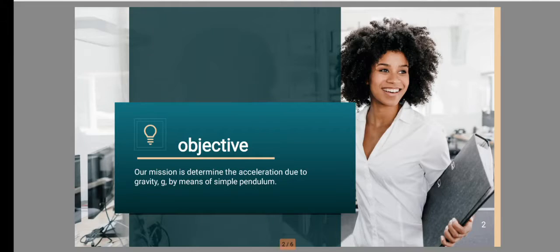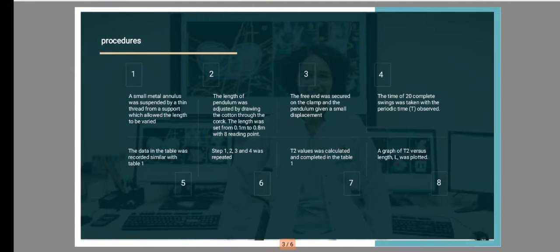Okay, now we're gonna go to the objective, which is our mission to determine the acceleration due to gravity, which is g, by means of a simple pendulum. Then, we're gonna see the procedures of this experiment.